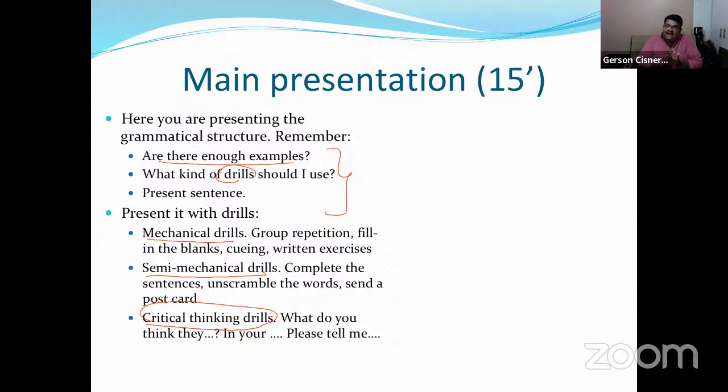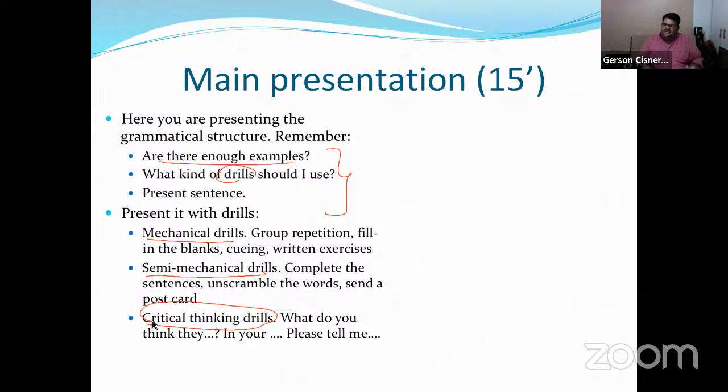Now, a mechanical drill is an activity where your students don't think. It's very much mechanical, no? It's very obvious, the answer. Semi-mechanical is when your students start thinking in the answer. Critical thinking is they do the whole answer.